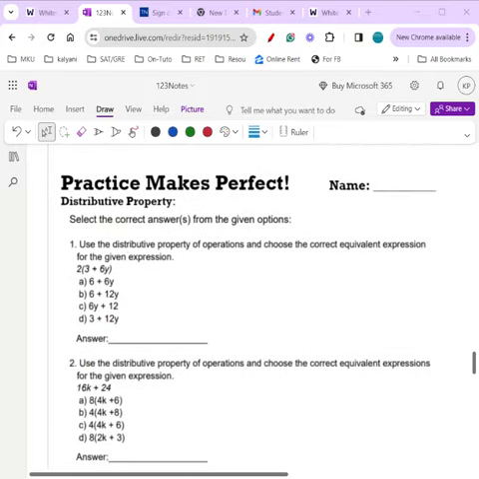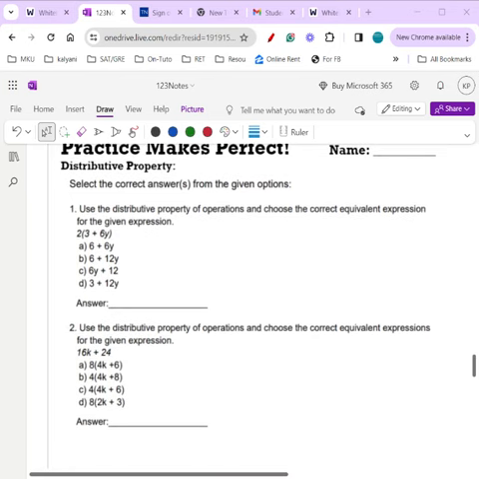The next one is, again, distributive property. Yes, we did it. The question says, select the correct answers. It's given as options. Sometimes you may have more than one answer, just like in AASA. Use the distributive property of operations. Choose the correct equivalent expression for the given expression. So they give you 2(3+6y). We've got to find out which one is going to be the equal one.